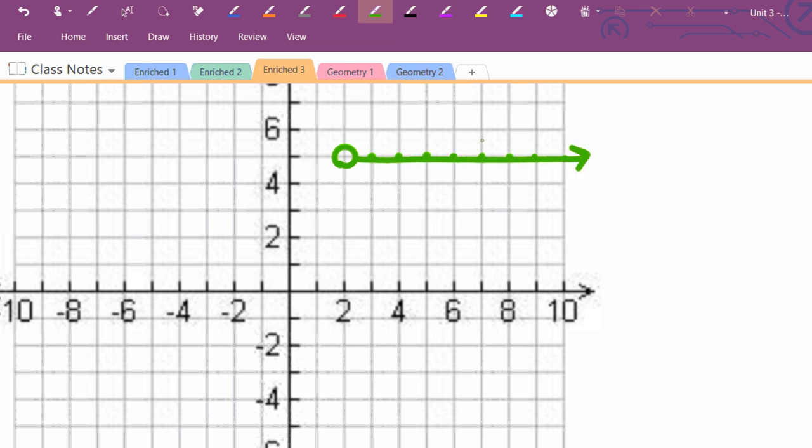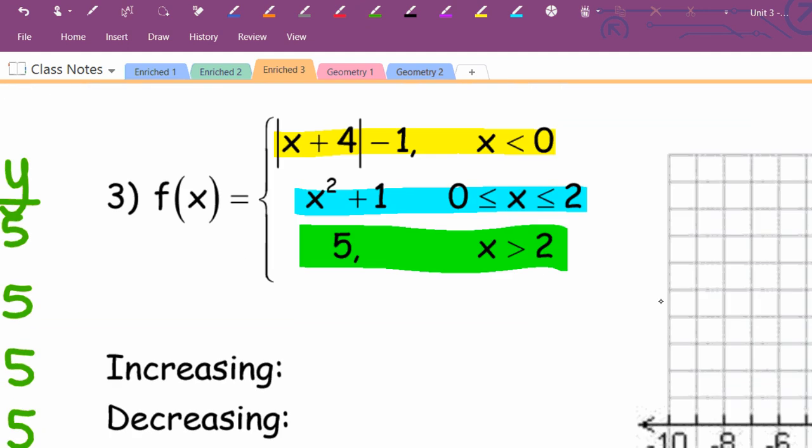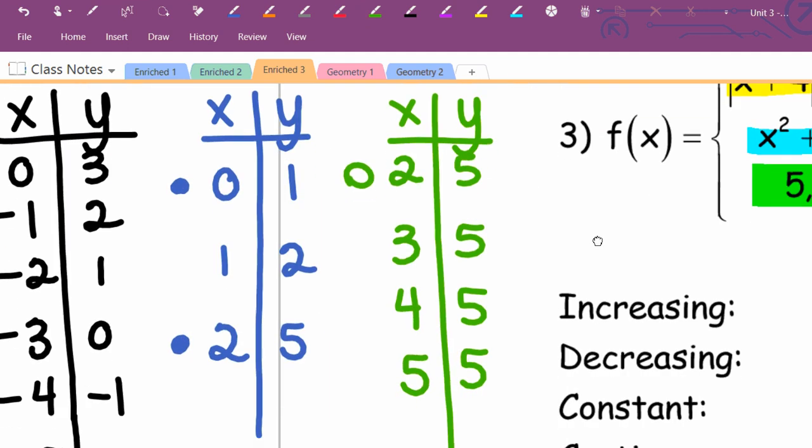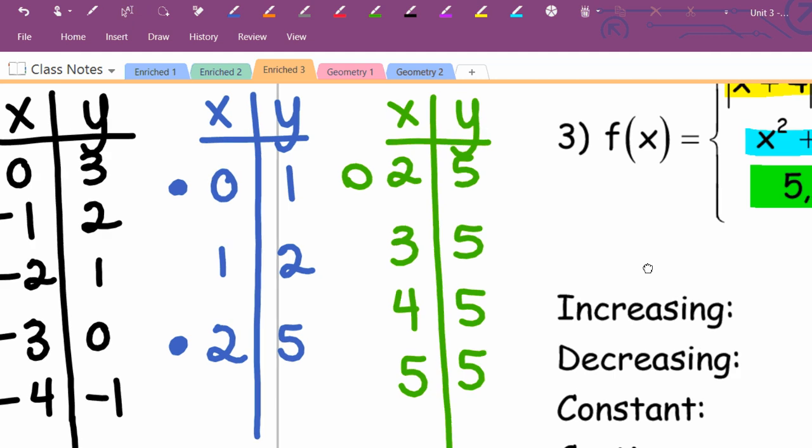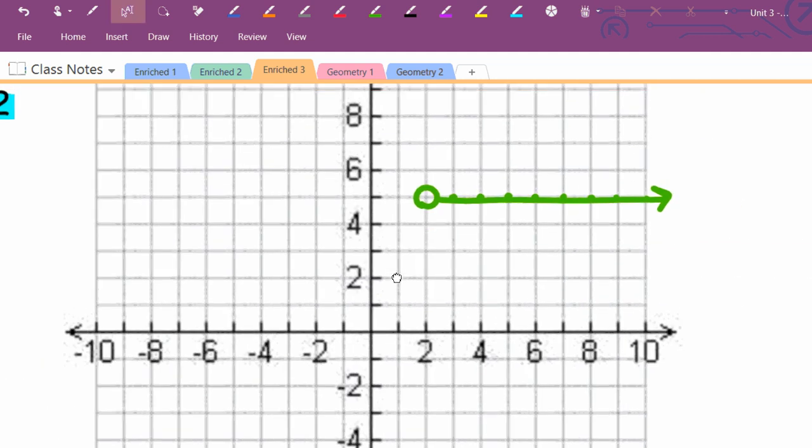Is that right? Okay. Now, the other pieces that we have, let's try to graph out that plot in the middle, which was the blue one. We've got 0, 1, 1, 2, and 2, 5. So I'm going to graph out, go over 0, up 1. What was the point? Oh, okay. 0, 1, 1, 2, and 2, 5.